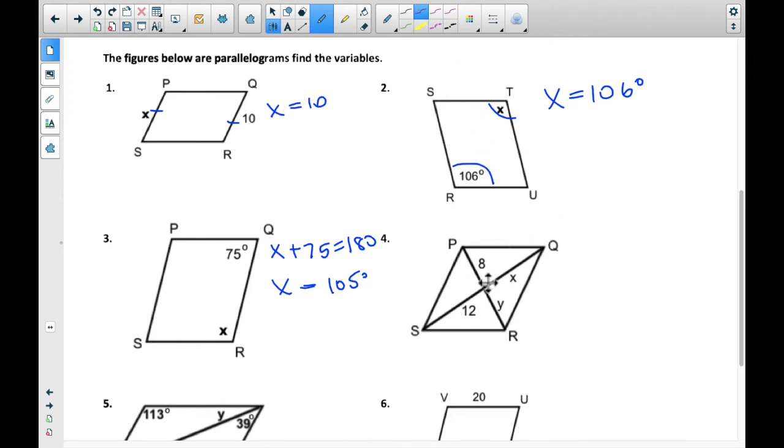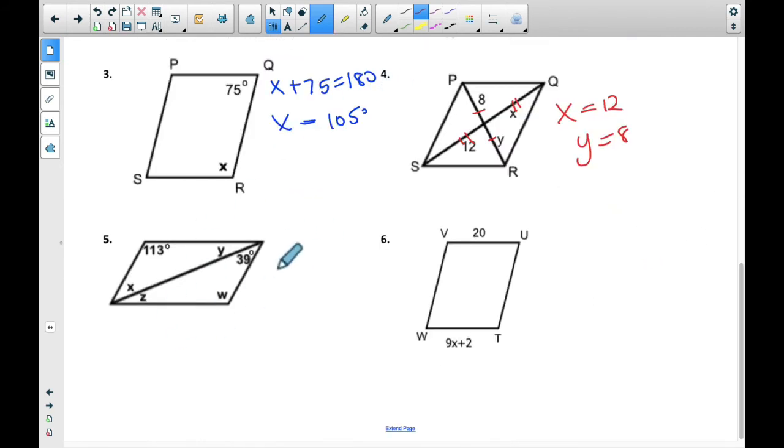We also had a rule that said that the diagonals bisect each other. So if I look at my diagram, that means x is 12 and y is 8. Okay, this one's going to take a little bit of work. It's a little bit longer. If we look at this 113 and we look over here, w is also 113. So that's something that can help us out.